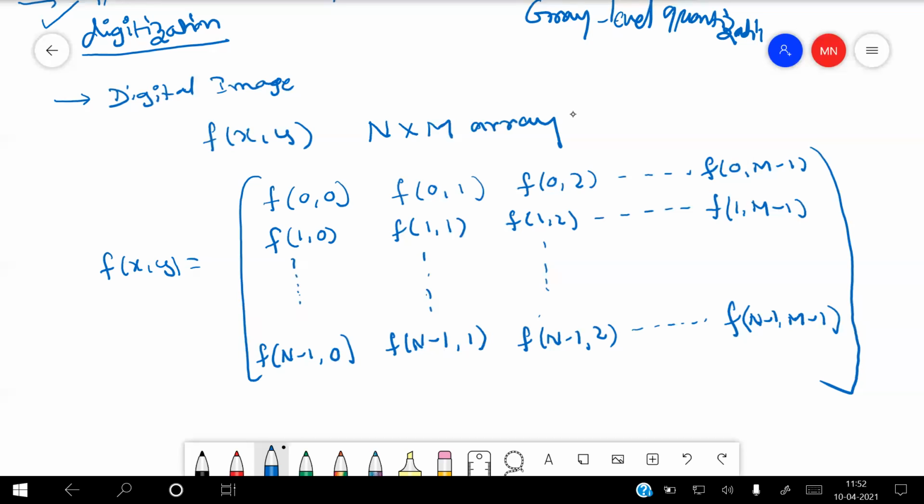So how do you define a digital image? A continuous image f of x comma y is approximated by equally spaced samples arranged in an array matrix of size n into m. f of x comma y is equal to f of 0 comma 0, 0 comma 1, 0 comma 2, up to 0 comma m minus 1. Next row, f of 1 comma 0, f of 1 comma 1, like that. And we are representing with all the values.